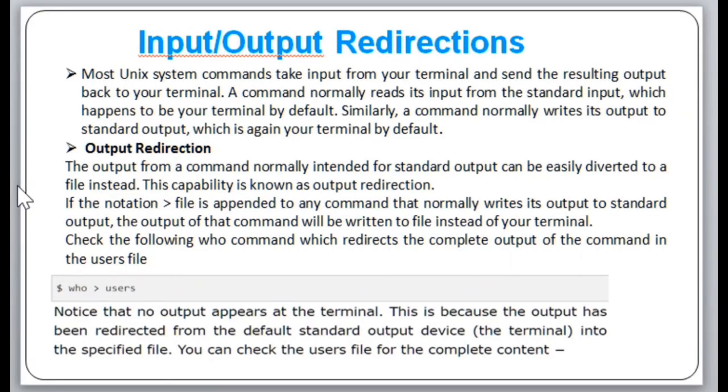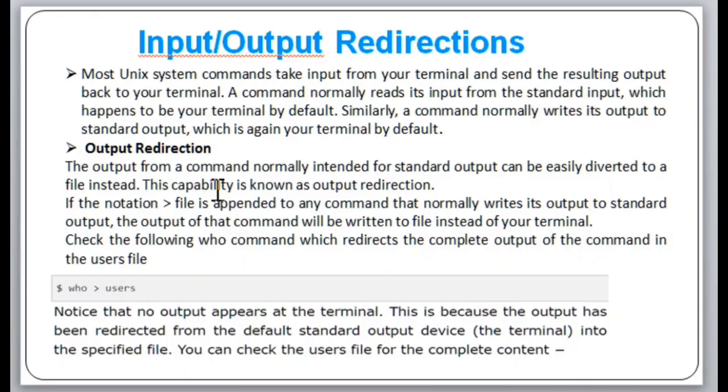Let's talk about input and output redirections. Most Unix system commands take input from your terminal and send the resulting output back to your terminal. A command normally reads its input from the standard input, which happens to be your terminal by default. Similarly, a command normally writes its output to standard output, which is again your terminal by default. The output from a command normally intended for standard output can easily be diverted to a file instead. This capability is known as output redirection.